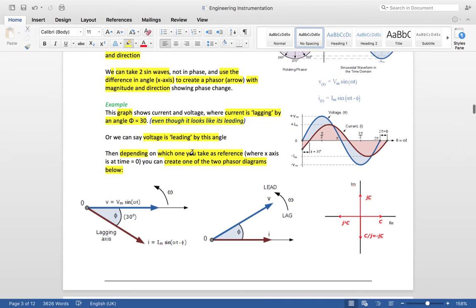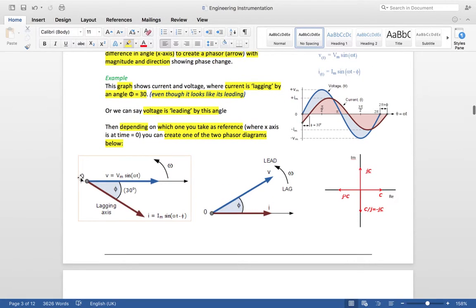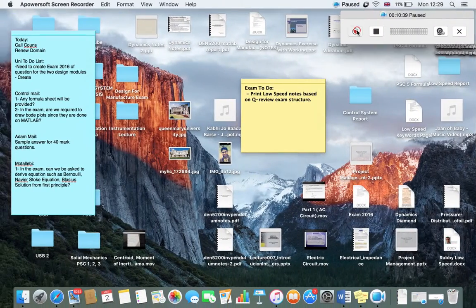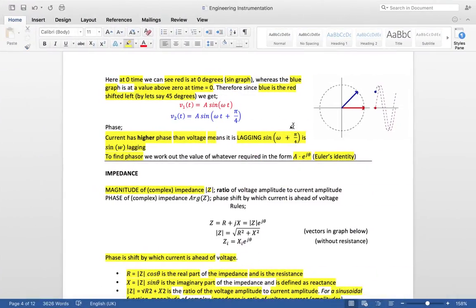Depending on which one you take as a reference, we create one of the following phasor diagrams. If you take voltage as the reference, then we go down for the current, because voltage is ahead, by 30 degrees. Similarly, if we take current as the reference, voltage is leading by this 30 degree angle, and this diagram shows that. Now we're moving to the next page, page 4.